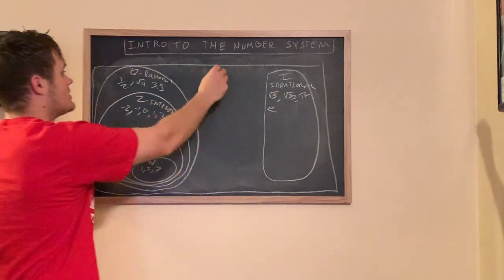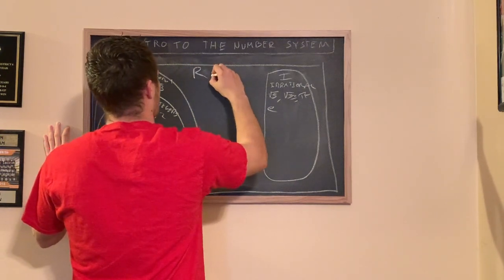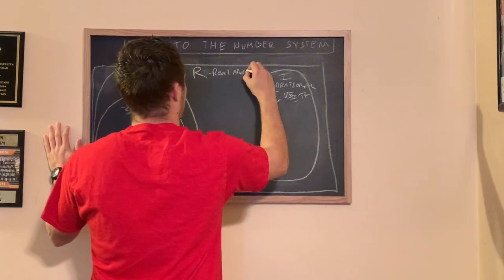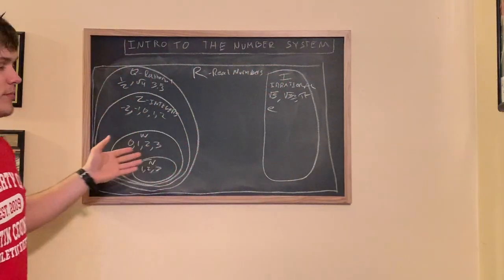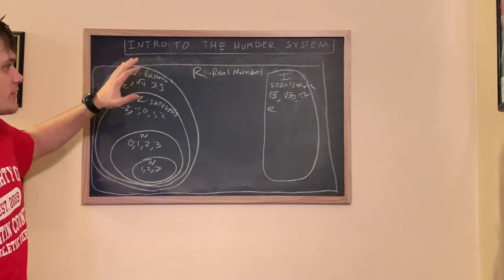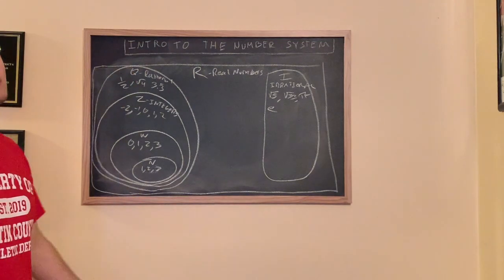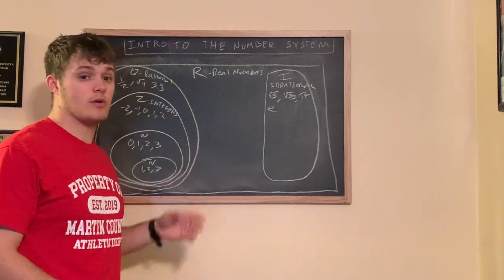And then these are real numbers. So these are real numbers, and we classify all real numbers as all irrational numbers and all rational numbers. This is one of the most important things that I want you to get out of this.